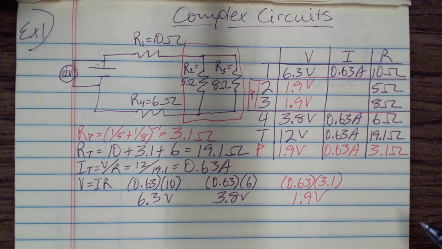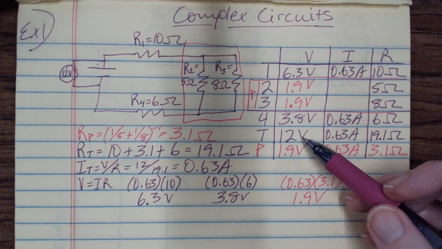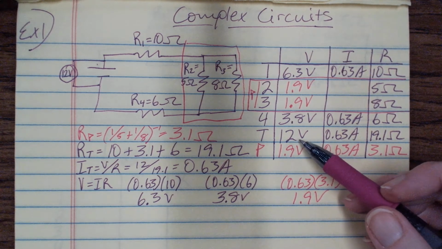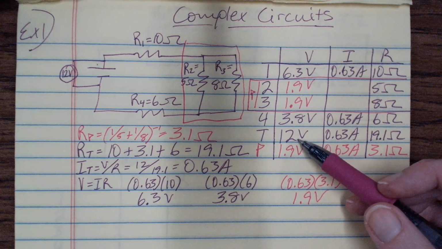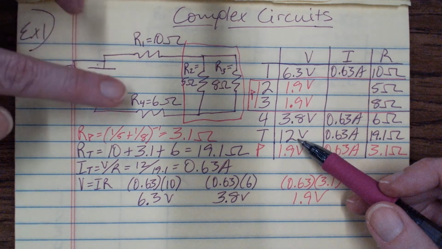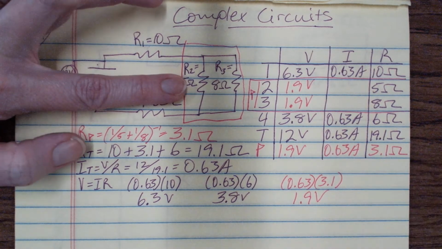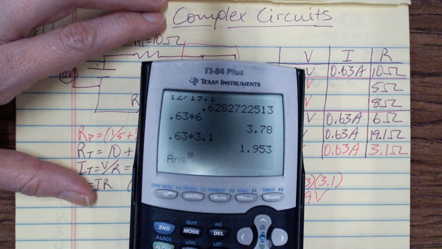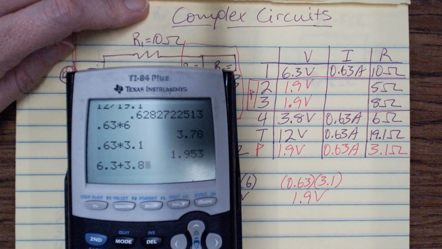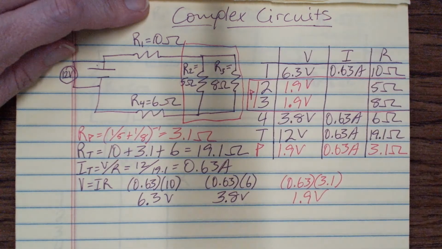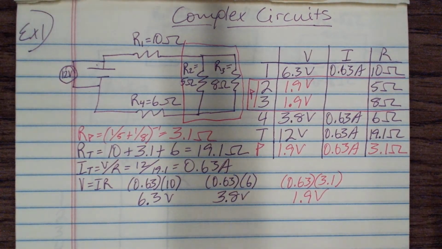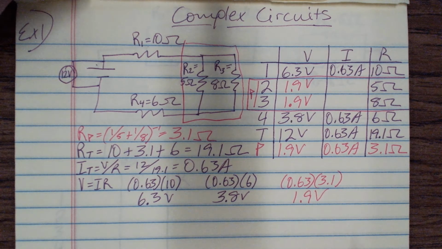Okay. And if I want to check and make sure that this is right, then my total voltage, I didn't really use that equation. So my total voltage on the battery would be equal to the sum of the voltages across resistor 4 and 1 and the box. So let's see what those are real quick. That would be 6.3 plus 3.8 plus 1.9, and it's 12. So we must have done that correctly. So you can just double check as you go to make sure that you have the right numbers. That way if you get stuck, you can fix it real quick.